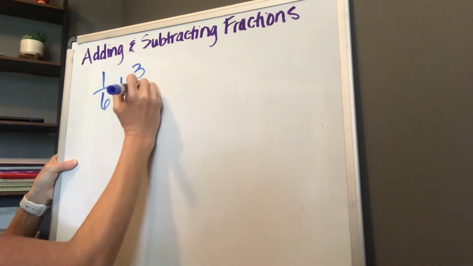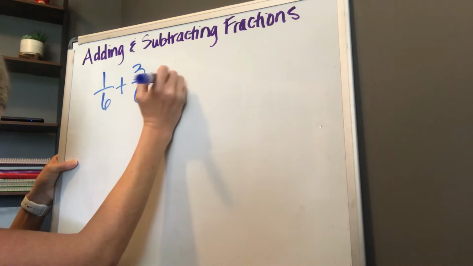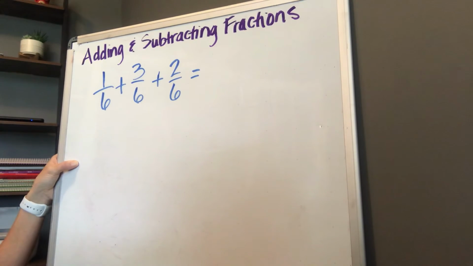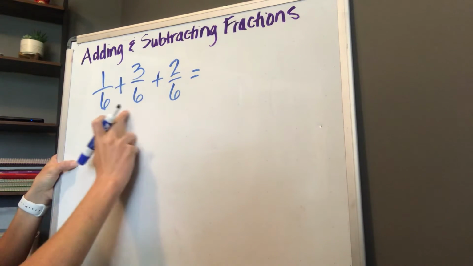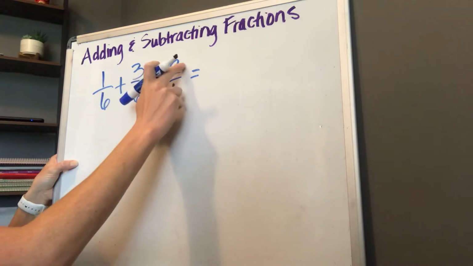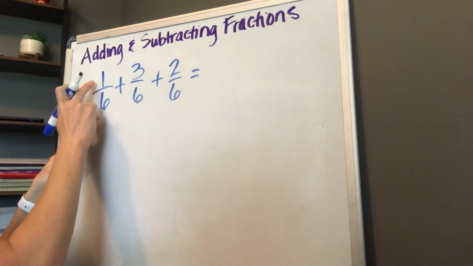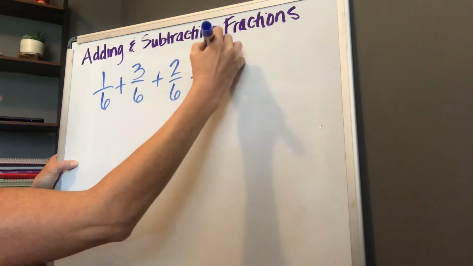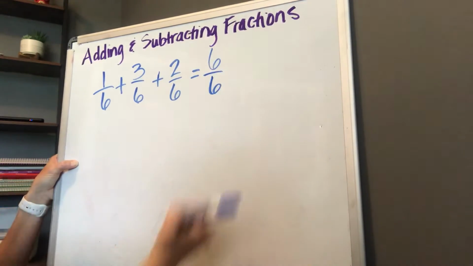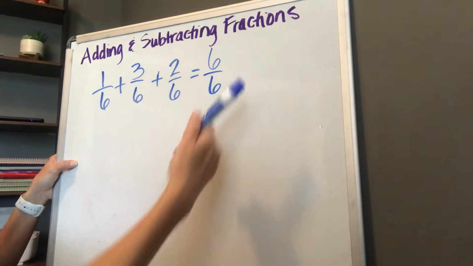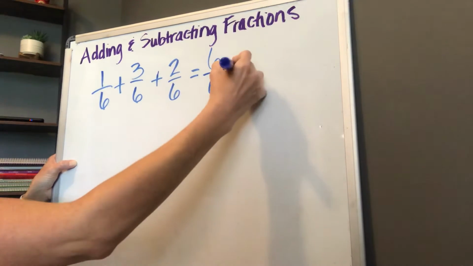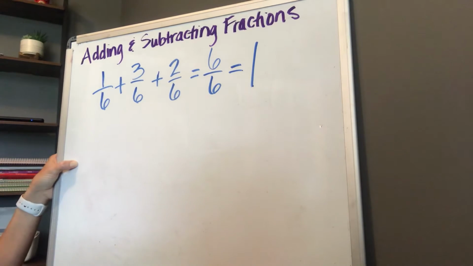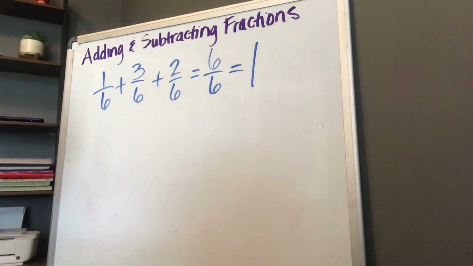1/6 plus 3/6 plus 2/6 is my first problem. Since all of the denominators are the same, we can simply add the numerators. Here we have 1 plus 3 is 4, plus 2 more is 6. So our answer is 6/6. Remember, when the numerator and denominator are the same, that fraction is equal to 1 whole. That was pretty easy. Let's try one together.